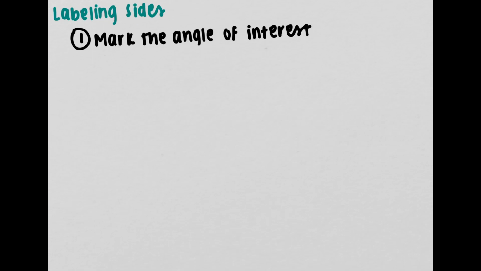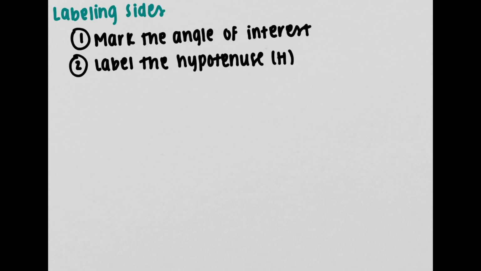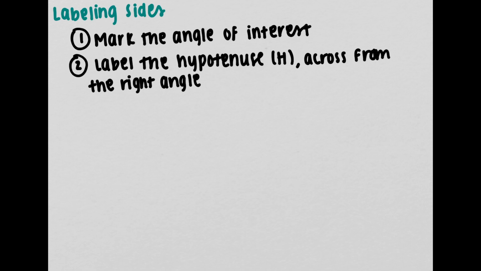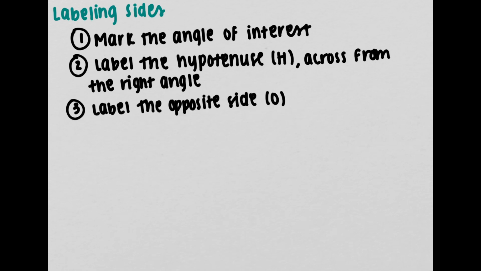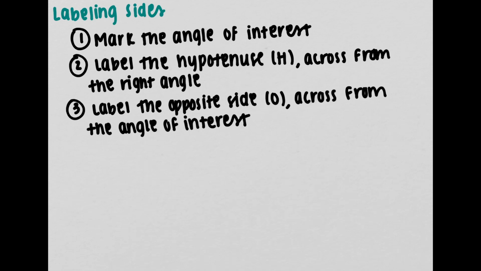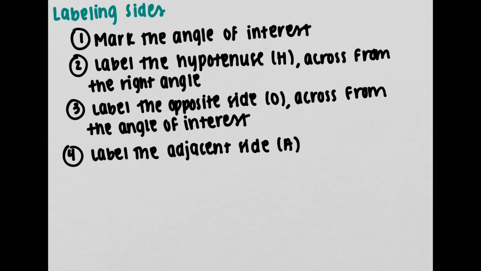All right, so your first step when labeling sides is to mark the angle of interest. Then you're going to label the hypotenuse with an H. And remember, this is across from the right angle, so across from that little box or across from where it says 90. You're then going to label the opposite side as O. And remember, this is the side across from the angle of interest. Now, you should only have one side left. There are three sides in a triangle. So you're going to label this final side as the adjacent side, or A.